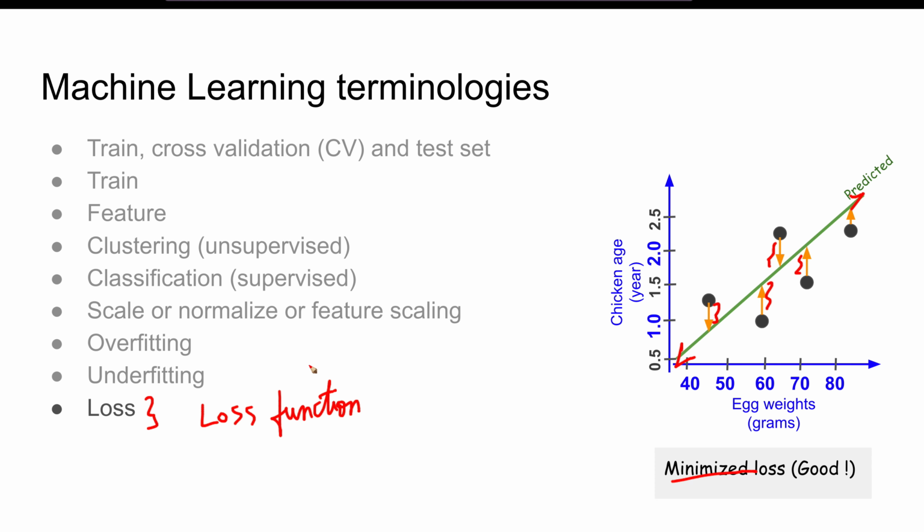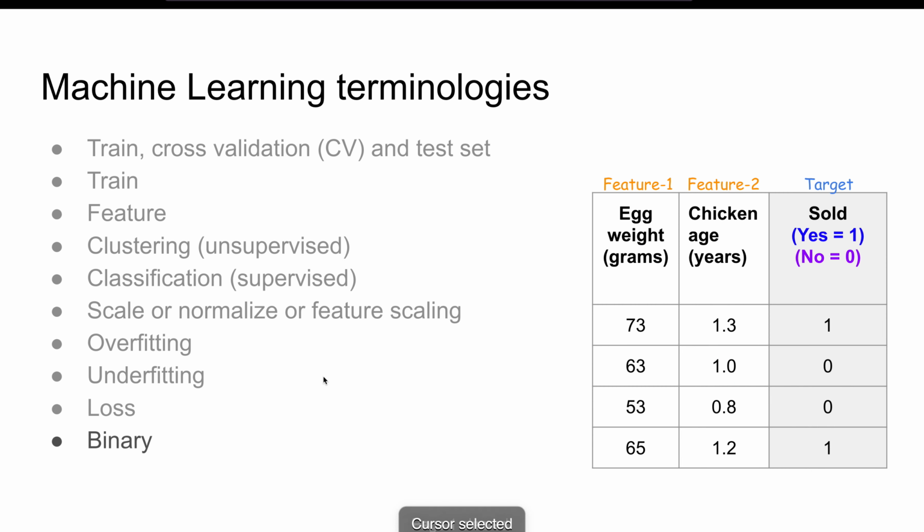Moving on, now let's look at another terminology, binary. I'm sure you've probably heard of this. What it means here is that there are two outcomes. In this case, let's say we are looking at the target: if we have these features, chicken weight and chicken age, based on this, is that particular type of egg sold or not sold? If it is sold, then we have a value of 1. If it is not sold, then we have a value of 0. Thus it's like a binary problem, 1 or 0. It just has two possible outcomes.